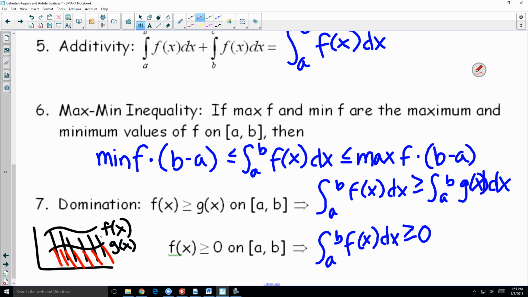Okay, so if one function is greater than the other, then its area is greater than the other one. And that happens too if f of x is greater than 0, meaning that it's always above the x-axis, then that means that your area, or your integral, will also be always greater than or equal to 0. Okay? So hopefully you got those filled in. If not, pause and rewind a little and go back and fill those in. You can see me next time with questions.